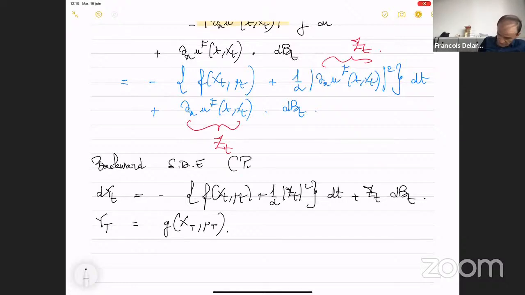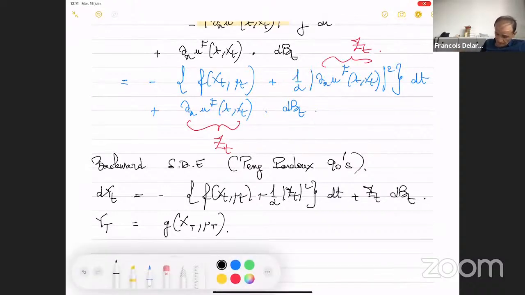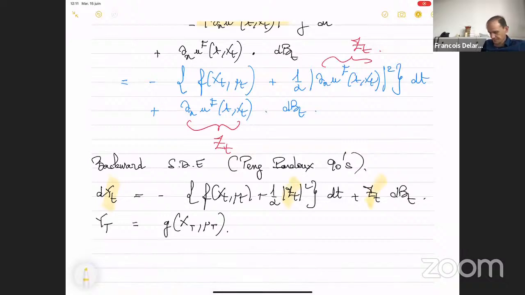So once again, this is a backward stochastic differential equation. The theory for this kind of equation goes back to the works of Peng and Pardoux in the 90s. For those of you who know the field, they won't learn anything new in what I'm going to say now. But for those of you who do not know these types of equations, it seems a bit strange at first sight to have one equation but two unknowns. From the PDE point of view, this corresponds to the value function and the gradient of the value function.